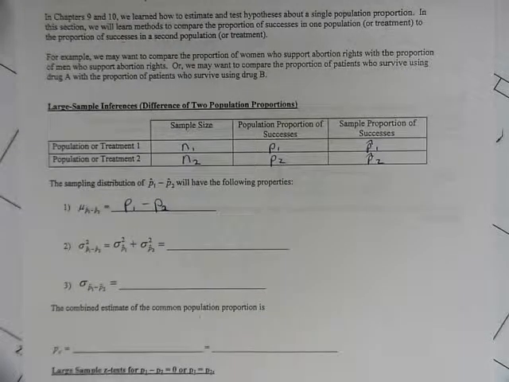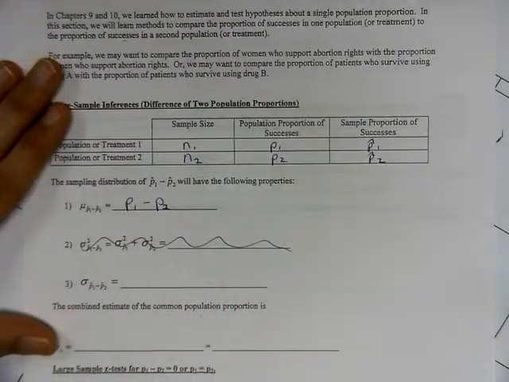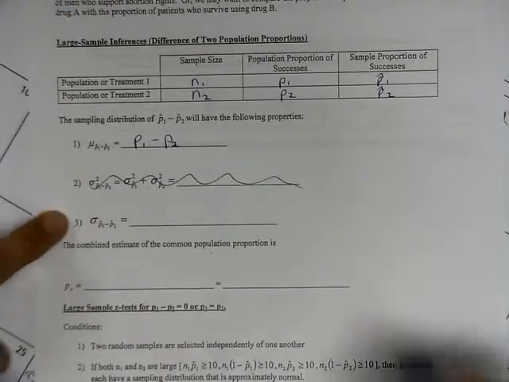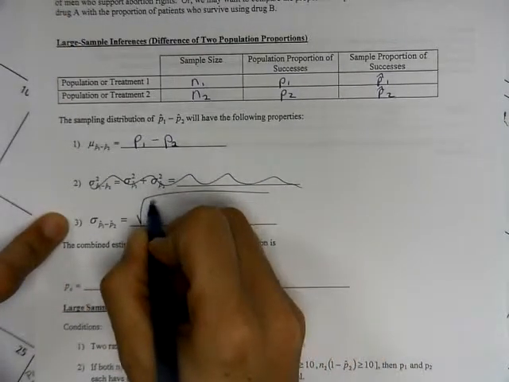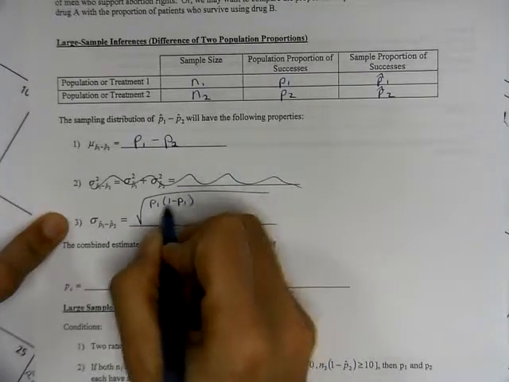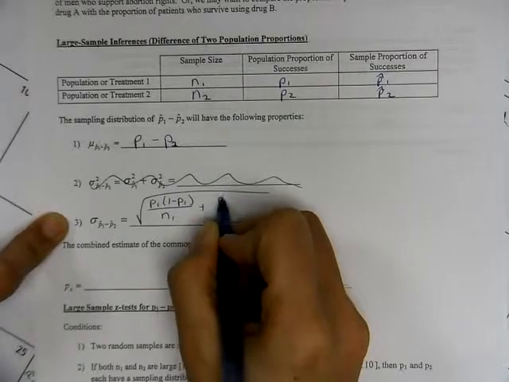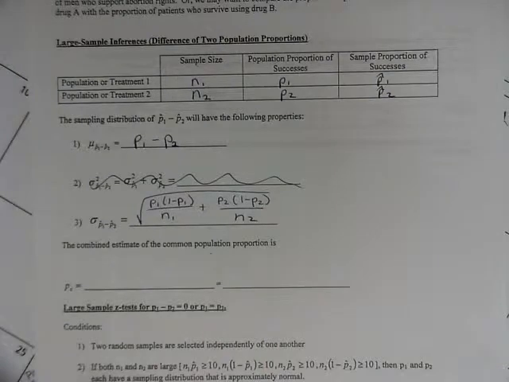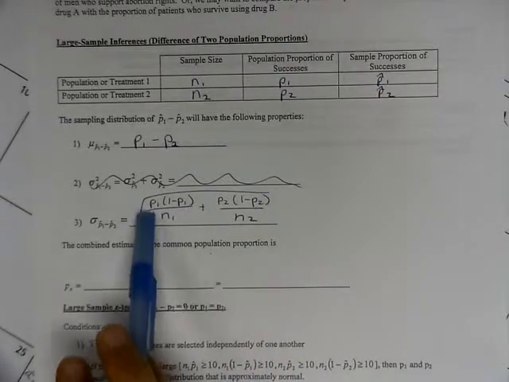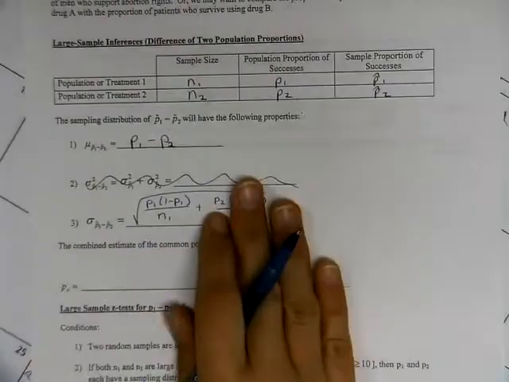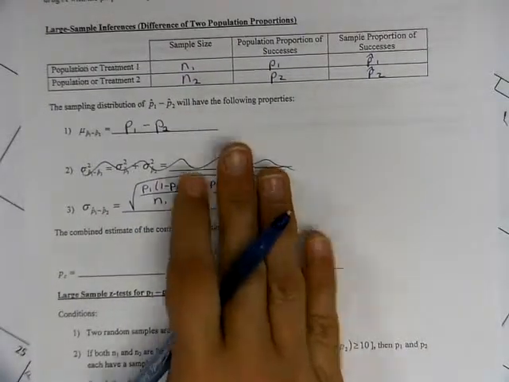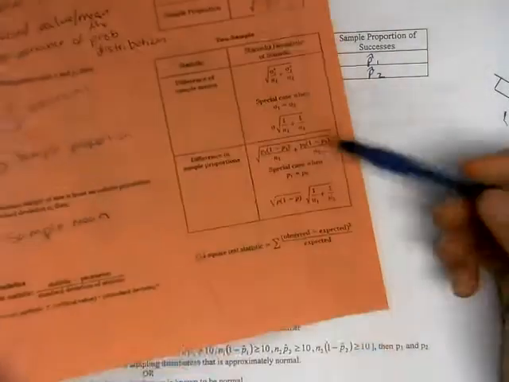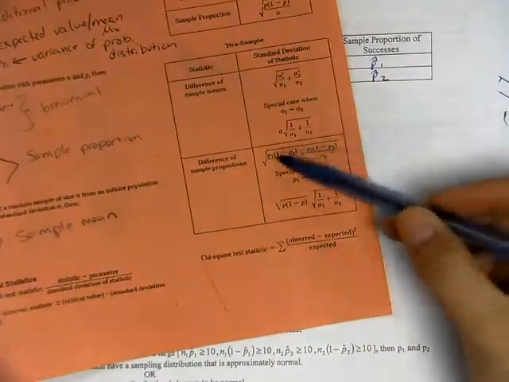Now, variance and standard deviation, we're going to skip variance because you don't really need to know it. The standard deviation is tricky. It's the square root of P1 times 1 minus P1 over N1 plus P2 times 1 minus P2 over N2. This is written on your formula sheet. It's basically the standard deviation that you had for chapters 9 and 10, but doubled. In 9 and 10, you just did P times 1 minus P over N. You just did this part. But now that we have 2 proportions, you got to do it twice. So it is right here, the difference of sample proportions.